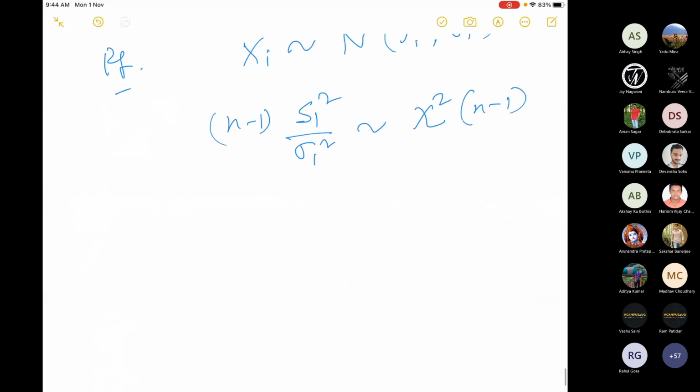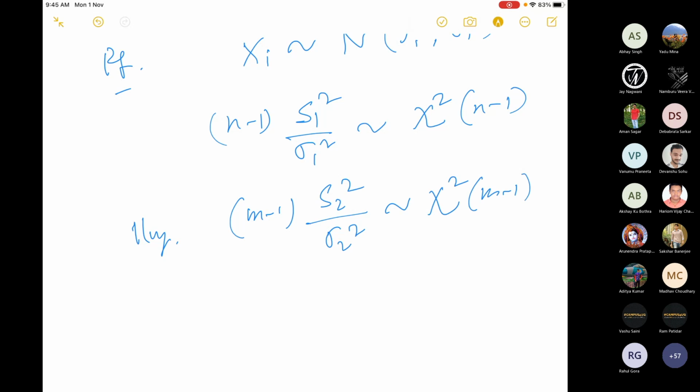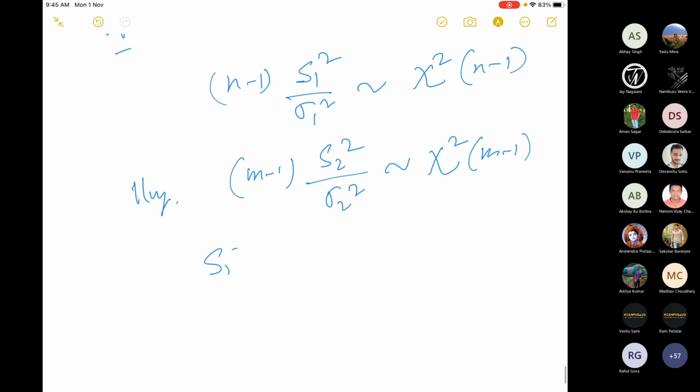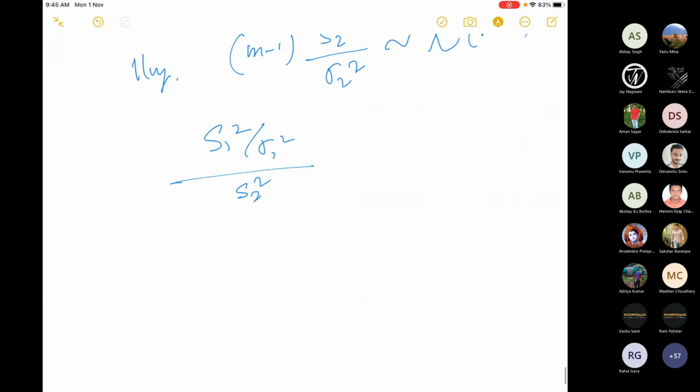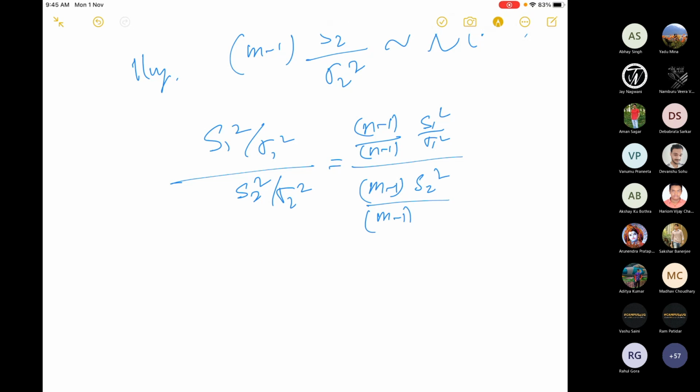So this is chi square with n minus 1. Similarly, m minus 1 times S2 square by sigma2 square is chi square with m minus 1. Therefore, what we have is S1 square by sigma1 square divided by S2 square by sigma2 square. I want to show that this is F. I can write this as n minus 1 times S1 square by sigma1 square, divided by n minus 1, over m minus 1 times S2 square by sigma2 square, divided by m minus 1.